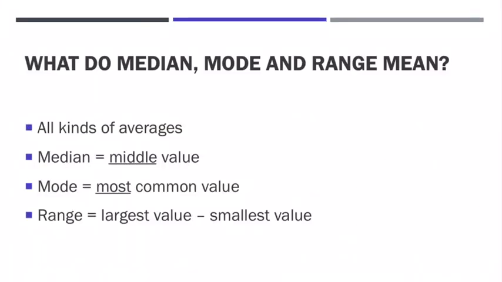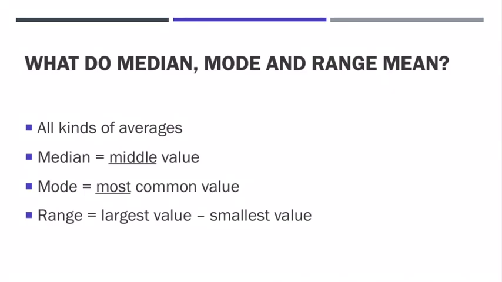So first of all, what do those words mean? We've looked at the average and we know there are many different types of averages, but the main one that we did yesterday is the mean, and that's where we add all the values together and then divide by the number of values. Now, the other three types of average that you'll need to know are the median, mode, and range. They're all kinds of averages.